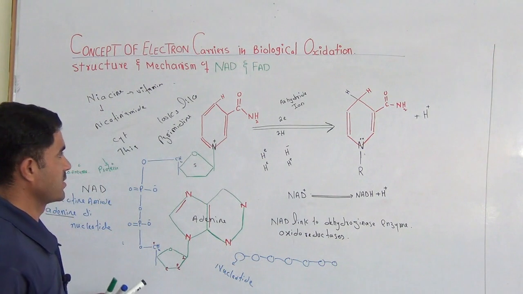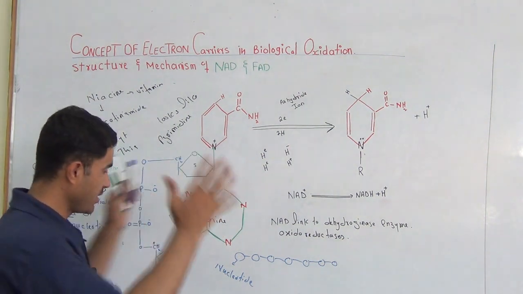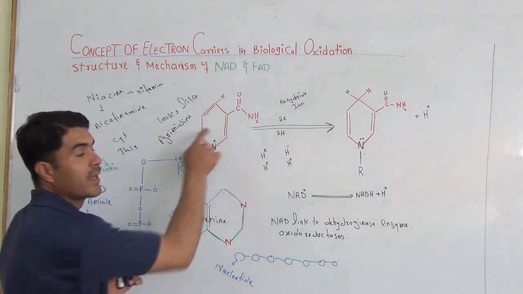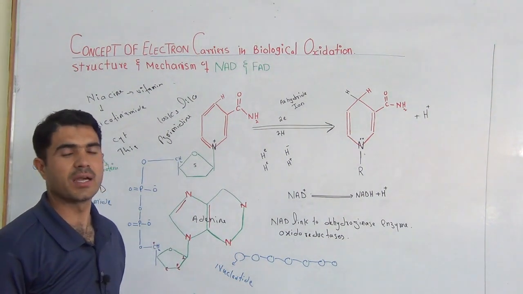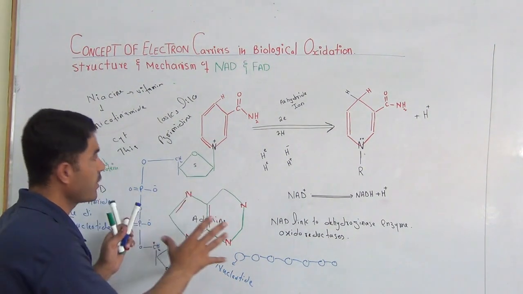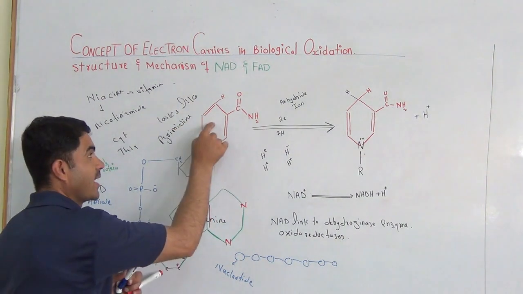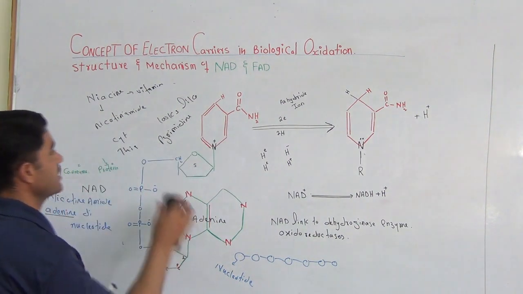And this was all about the structure. And one thing more, the most important structure in this whole diagram is the one in the red color, which we call nicotinamide. The whole function of the NAD lies in that structure. So let me tell you something more special about this structure.